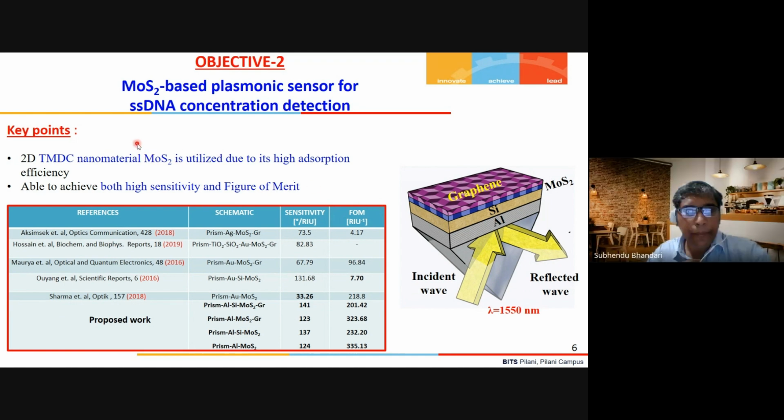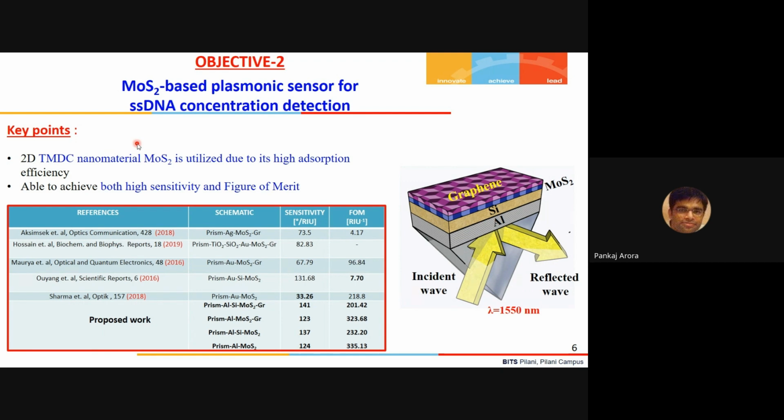So for the second objective, we move to the next 2D nanomaterial, which is basically MoS2, molybdenum disulfide. In the previous case, I was having silicon graphene stacks. Now I'm proposing the MoS2 2D nanomaterial. Before going to the work, why do we use MoS2? MoS2 is also a 2D nanomaterial, a TMDC compound. MoS2 has more absorption efficiency as compared to graphene. Graphene has 2.5%, MoS2 has 5%. The more the absorption efficiency on my sensing surface, the more biomolecules will attach and the more the sensitivity.